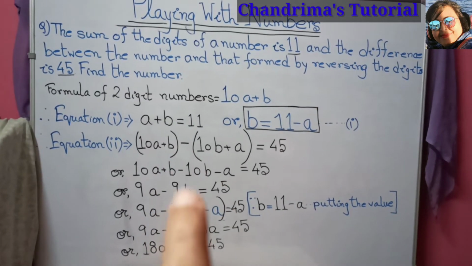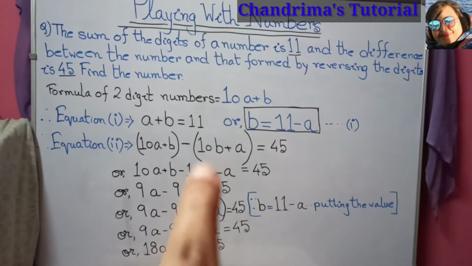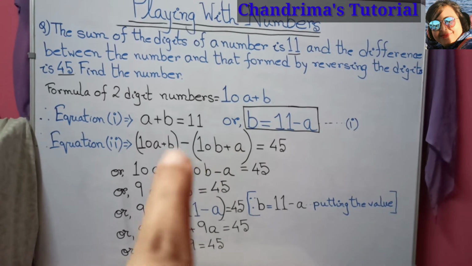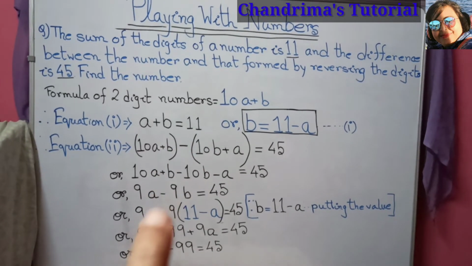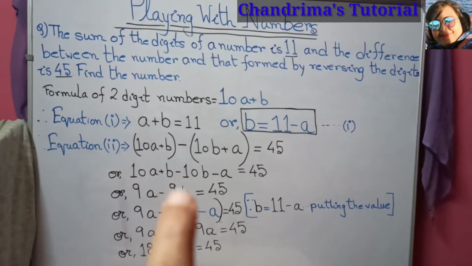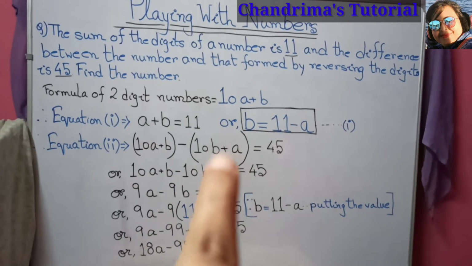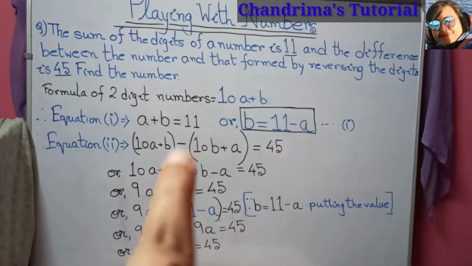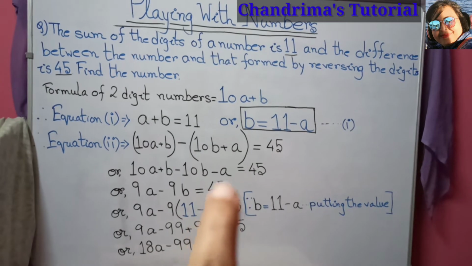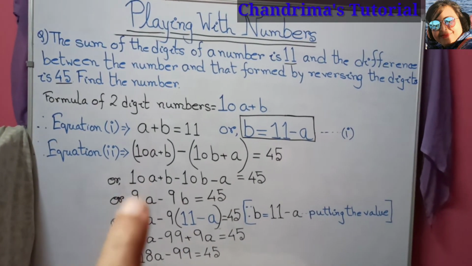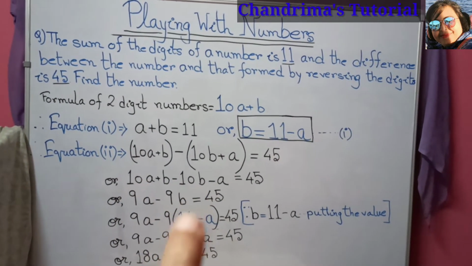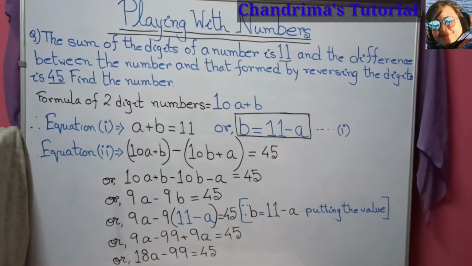It will change the symbol. It is inside the first bracket, so it is positive, and outside there is a negative symbol. So now it becomes minus 10b, and here plus, and here outside is minus, then plus minus minus, so minus a. What do we get? 10a plus b minus 10b minus a equals 45.